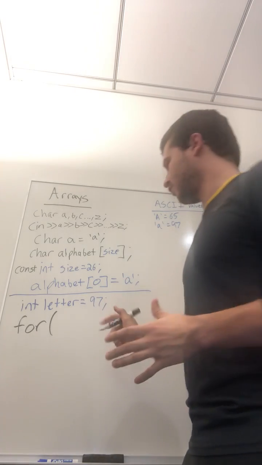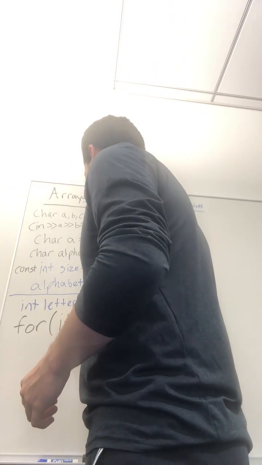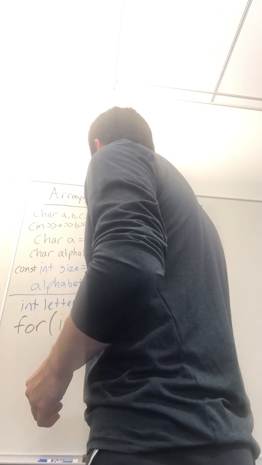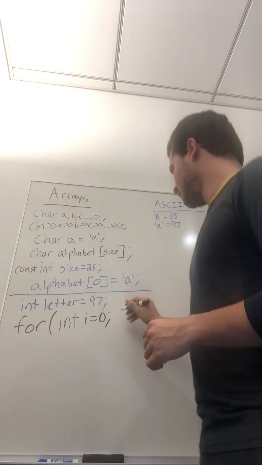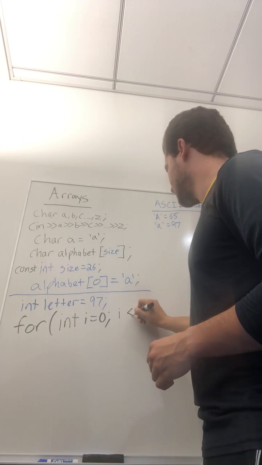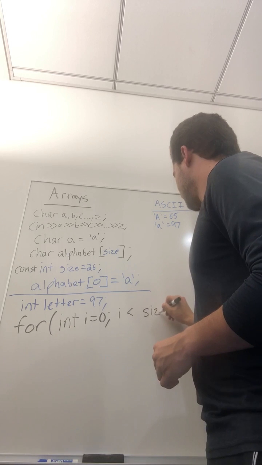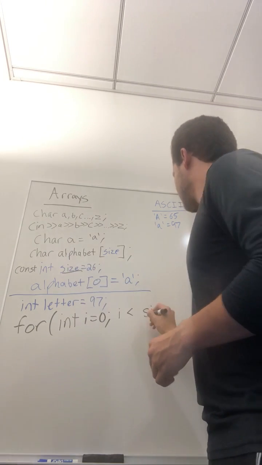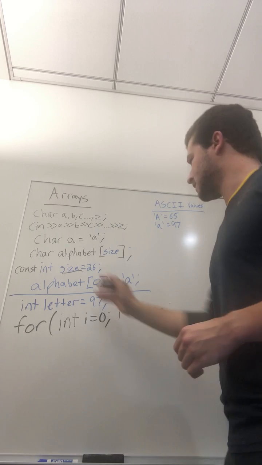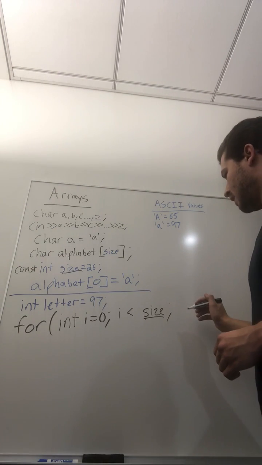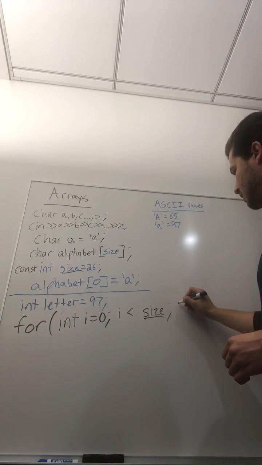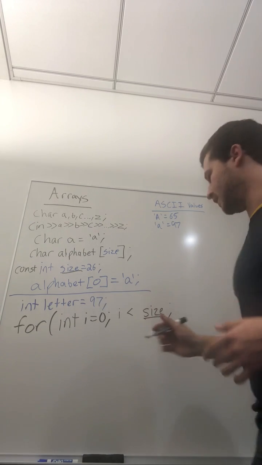So let's write out what this for loop would look like. So we say for, and the first part of a for loop, as we know, is going to be this value, say int i equals 0, because we're indexing from 0. And then we want to say i is less than size. This is the same size as here. Has to be a constant. And then we want to do, are we going up or down? We're going up, right? So i plus plus.